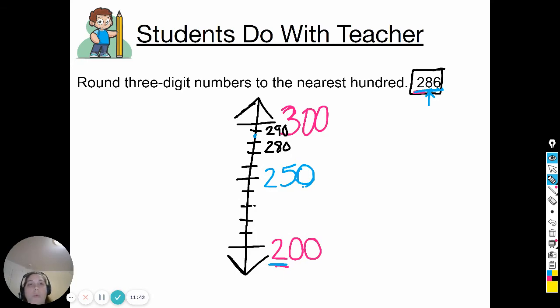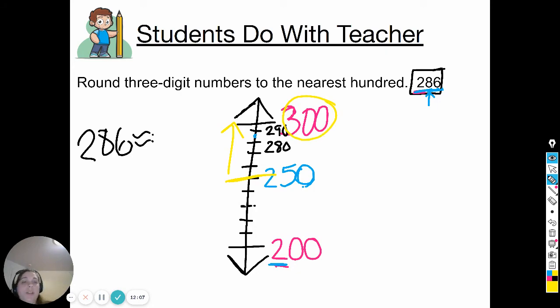We need to figure out what 286 rounds to. Does it round up or does it round down? Well, our point is above the halfway mark, which means we round up. So we're going to round up to that top number, which is 300. So 286 rounds to 300.